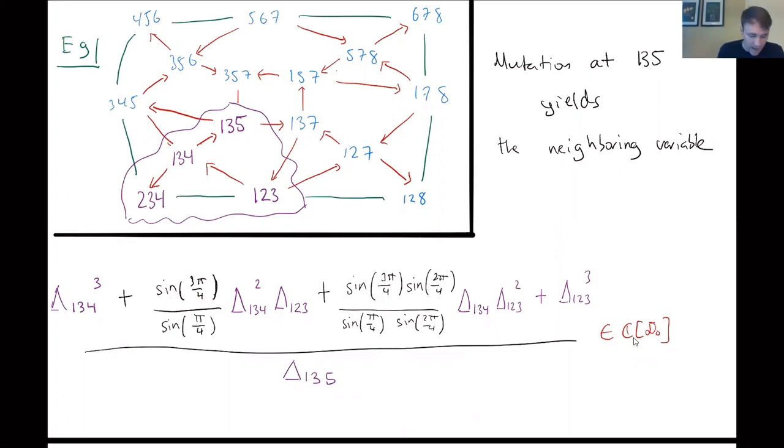And what I'm asserting is that this, which looks like a rational function in Plücker coordinates, magically, when you work modulo the relations and you work modulo symmetry, is actually just a polynomial in Plücker coordinates.